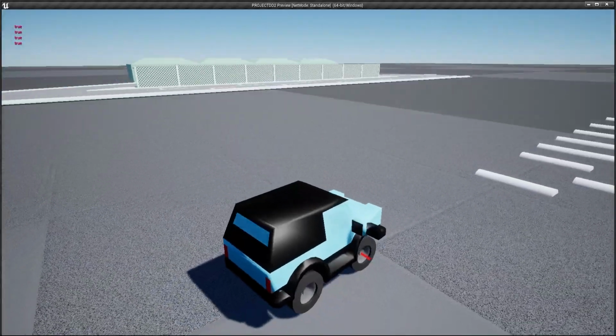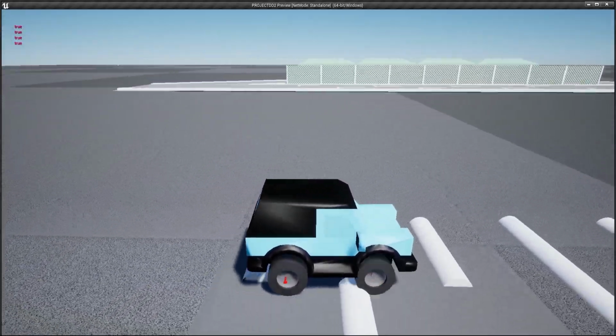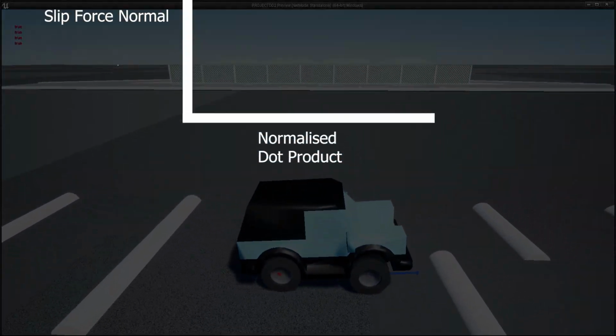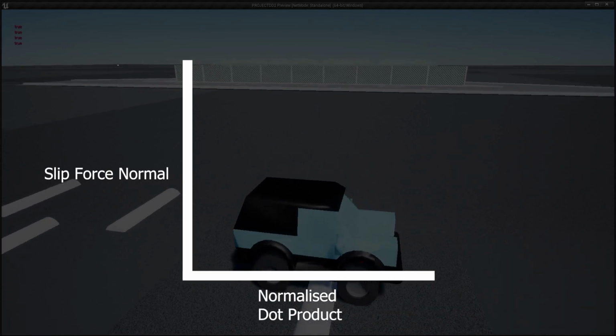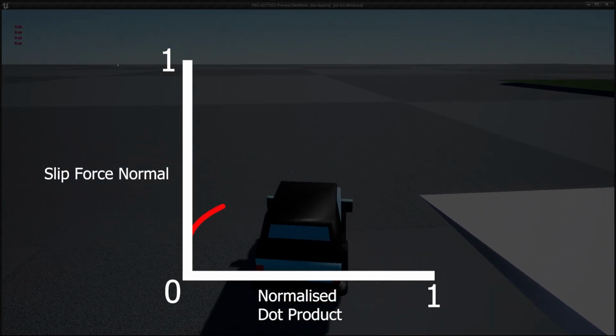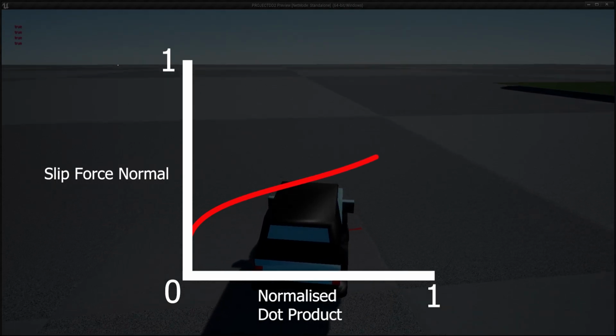So now we have set up our new driving forces, it's time to utilise them. As I said before, we can create a float curve to control the traction we give to the car at different times. This curve has 2 axes, both of them between 0 and 1. We can then input a normalised dot product number, which will then return another normalised slip force number depending on the cross section.